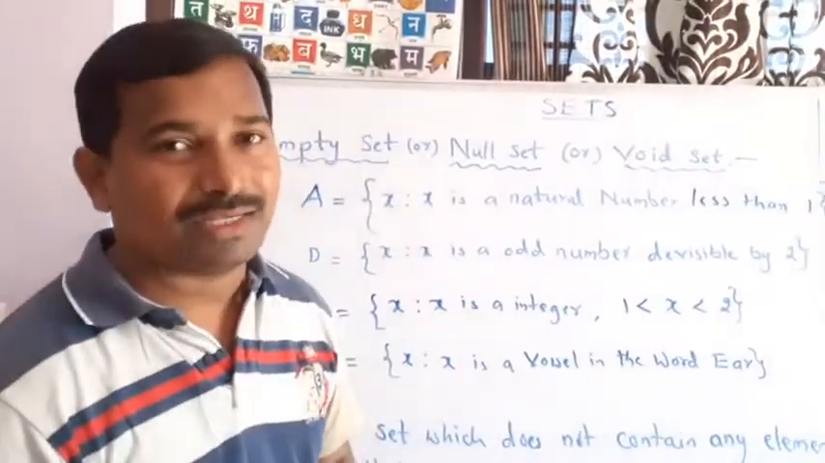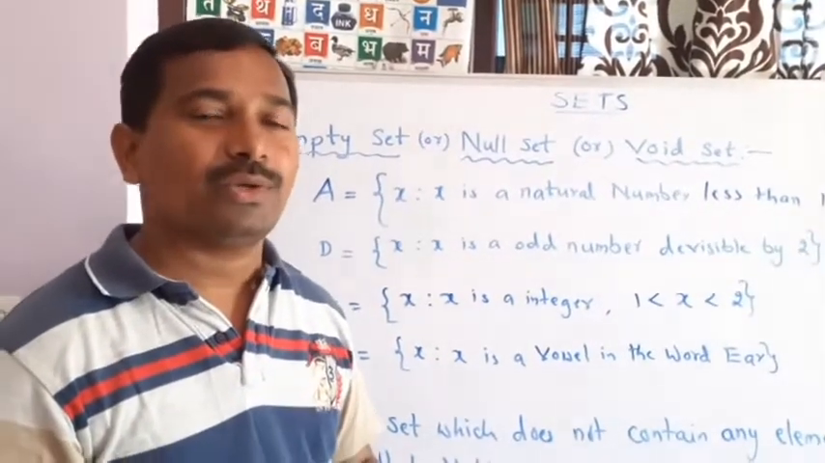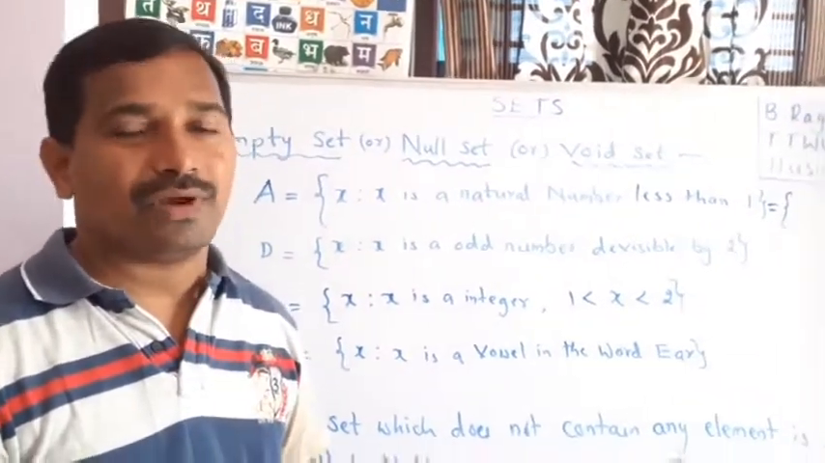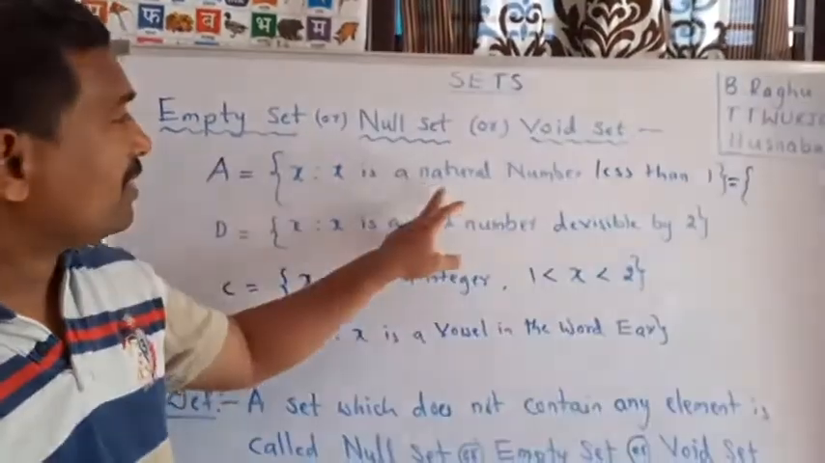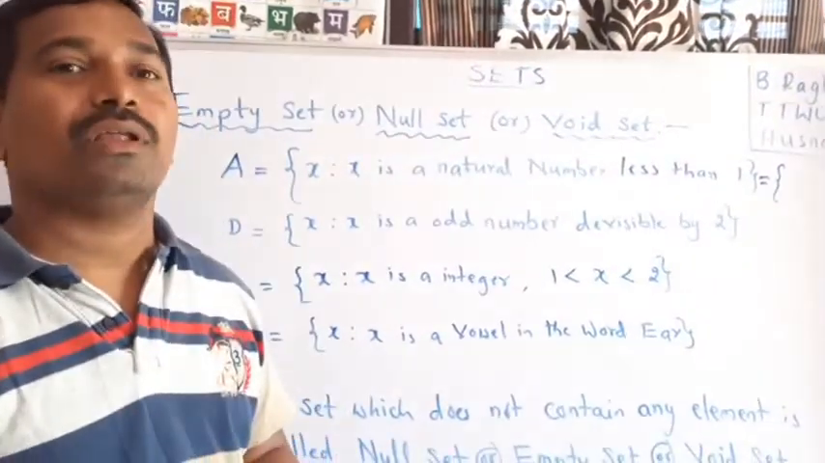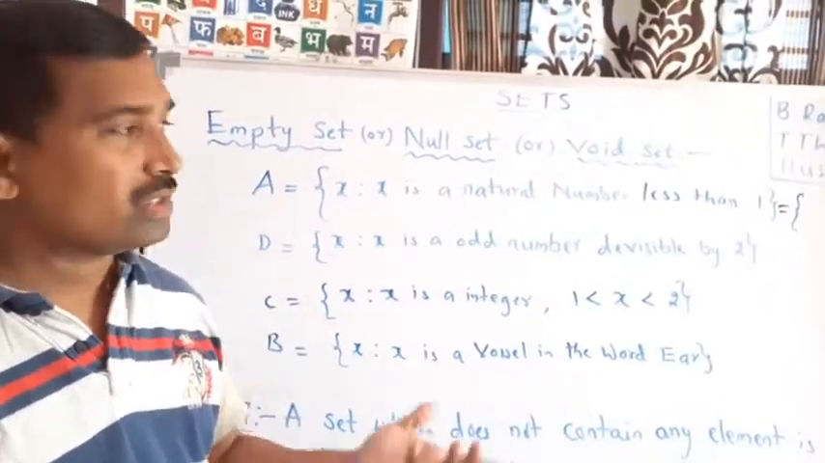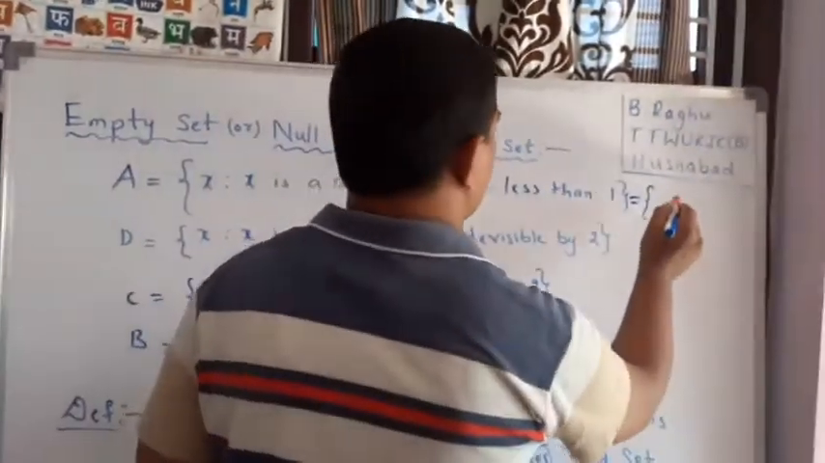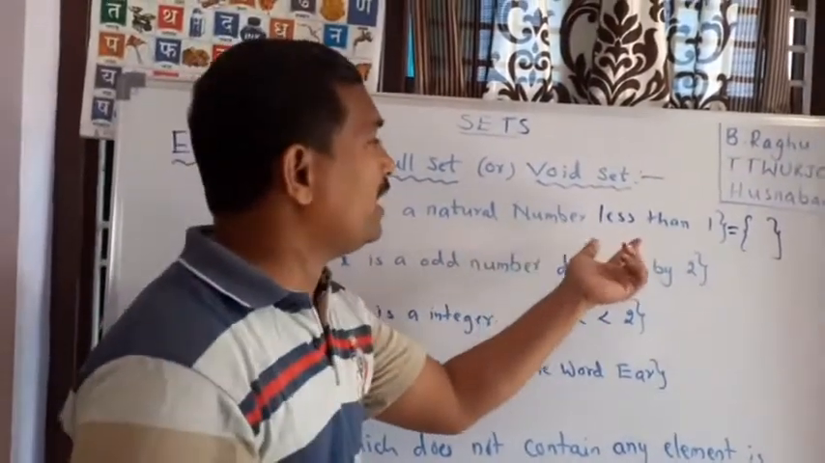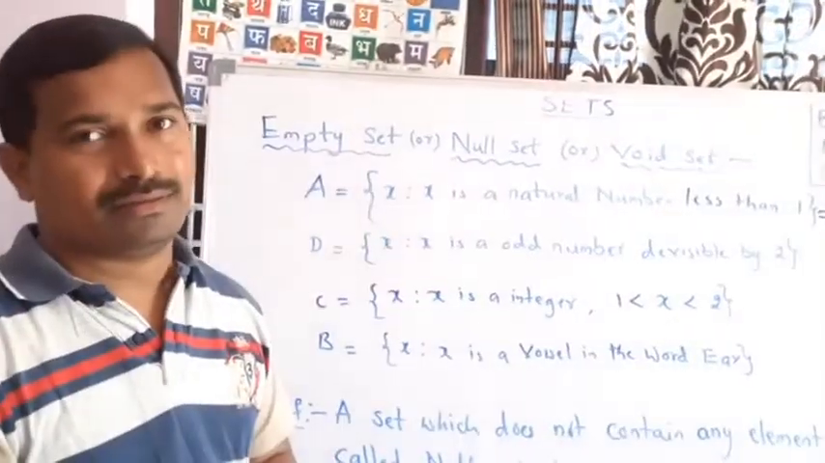Is any natural number less than 1? What are the natural numbers? Natural numbers are 1, 2, 3, 4, 5, 6, and so on. Natural numbers start from 1. But what is given here? X is a natural number that is less than 1. So there are no natural numbers less than 1. So there are no elements, so there is no element in the set. So this is called an empty set.